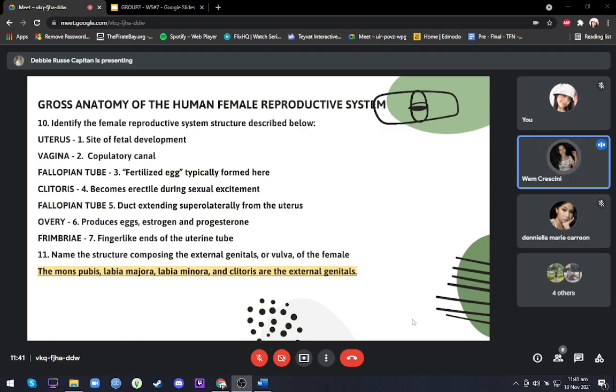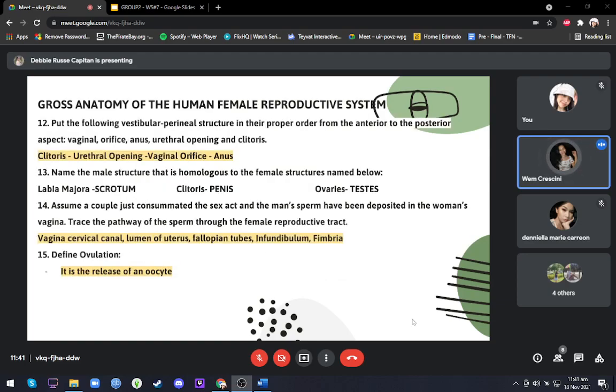So we have here the last slide. Next slide, please. So we have number 12. Put the following vestibular perineal structures in their proper order from the anterior to the posterior: vaginal orifice, anus, urethral opening, and the clitoris. So we have here in order the clitoris, the urethral opening, the vaginal orifice, and the anus.